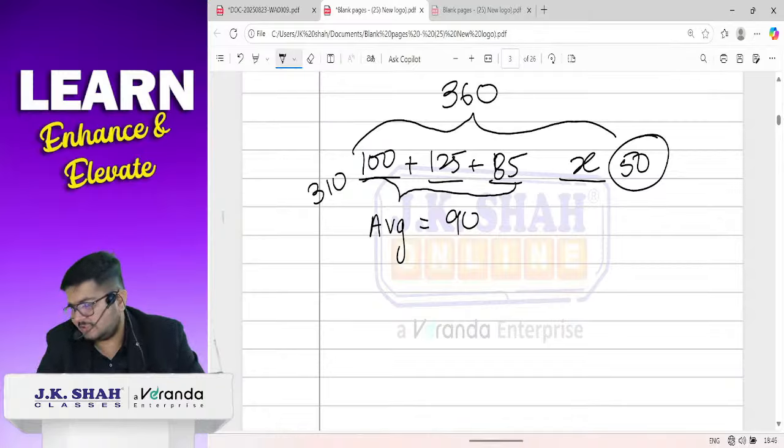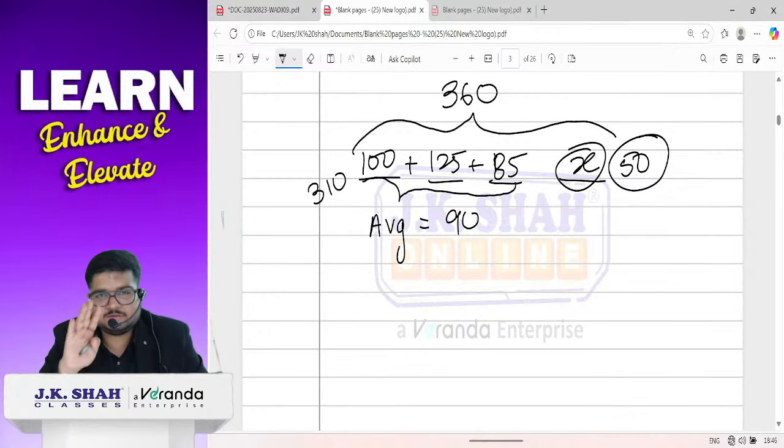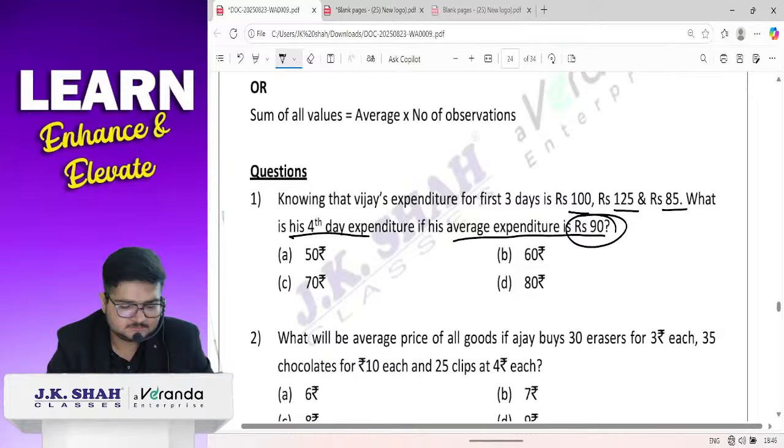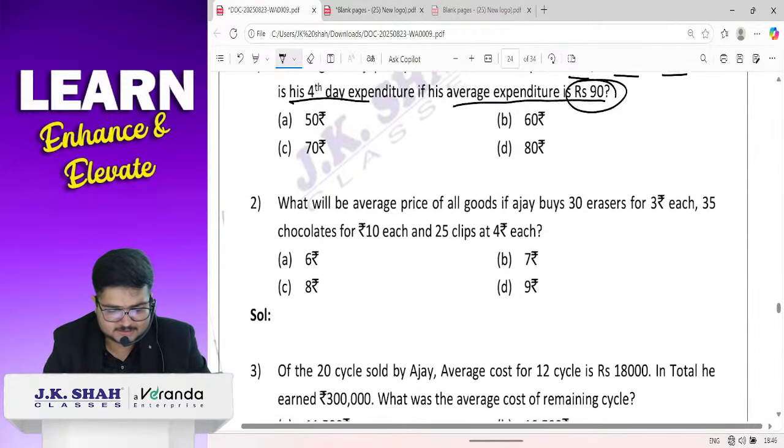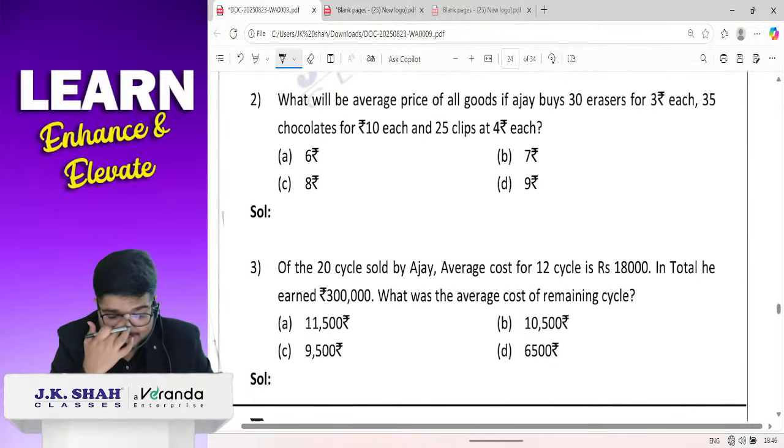Everybody understood the logic. On an average he is going to spend 90 for 4 days. So the total is 360 na? If the total is 360, then the remaining 4th day's expense is 50. Then only the total will be 360 na? Now understand, this is a very easy sum.